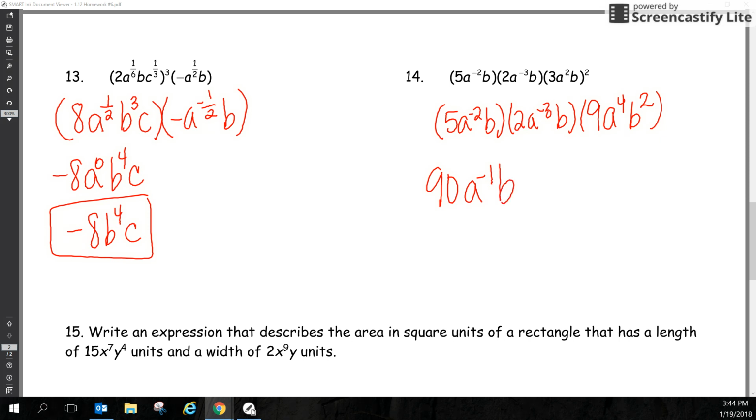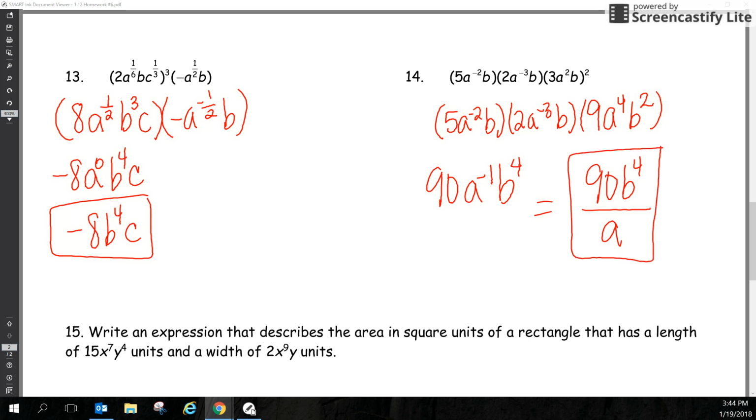For our B's, I've got 1, 2, 3, 4. Can't leave it like that. I got a negative exponent. Remember, we're going to get rid of it. So 90 stays on top. It doesn't have a negative exponent. B to the 4th stays on top. That A to the -1, I'm going to put it on the bottom and make it positive.